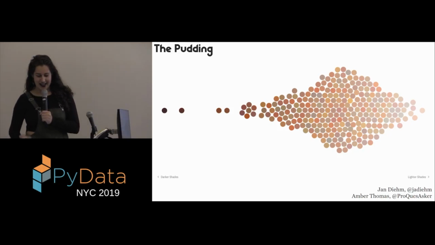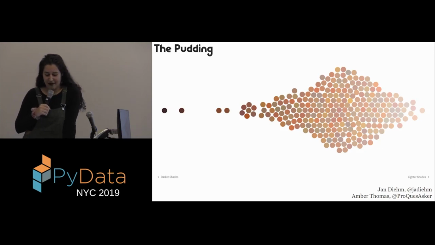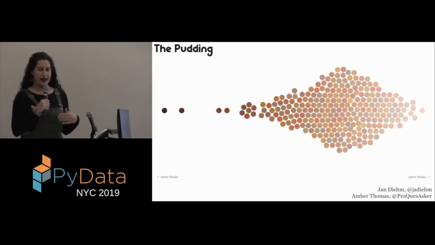So here we've got a bee swarm plot. This was made by Jen and Amber at The Pudding. They're absolutely lovely to work with. A bee swarm plot is sort of like a more granular histogram.